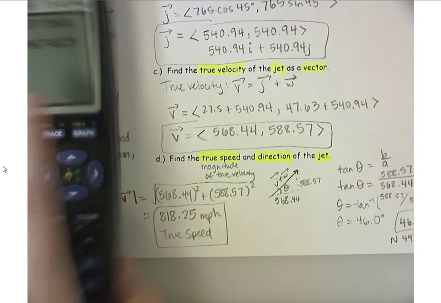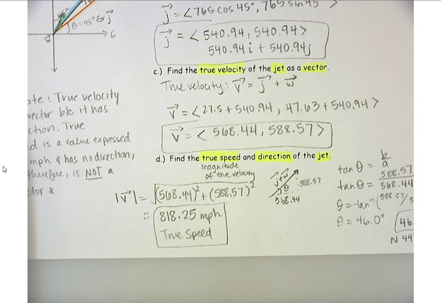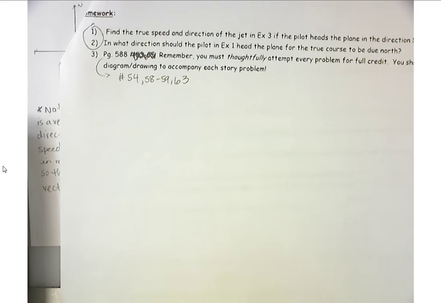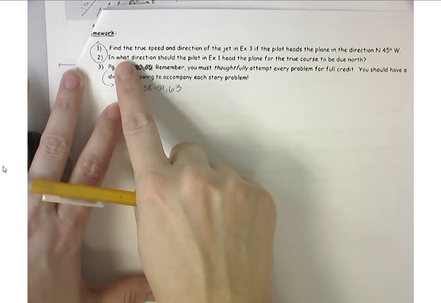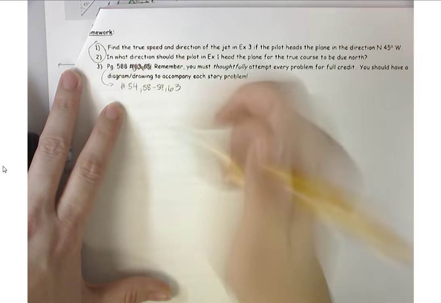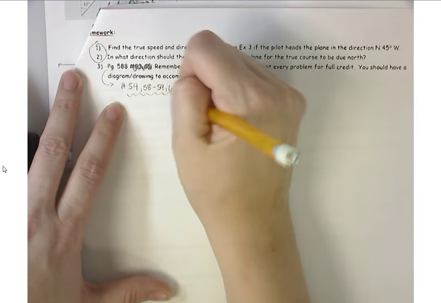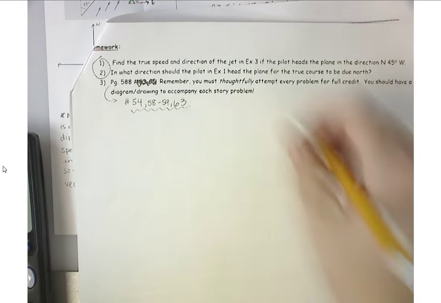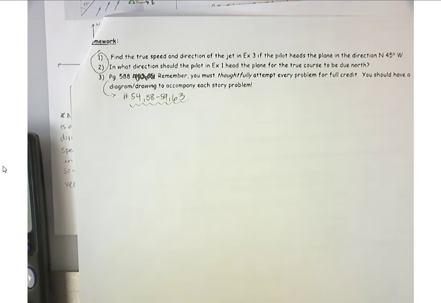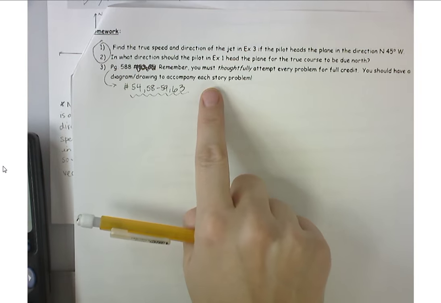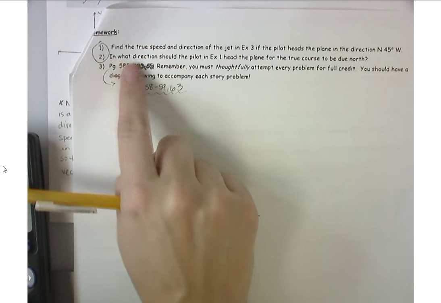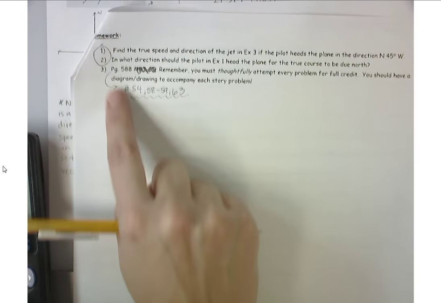Okay, and then you guys should already have your corrected homework on the back. I gave you this sheet to put your homework on. So for number 1 and 2, those are going to go off of your note sheets. And then 54, 58, 59, and 63. Okay, so you can put that right here. And you should have a diagram or drawing for every story problem. Okay, so 1 and 2 are going to be similar to your notes, and then this is going to be from your textbook.